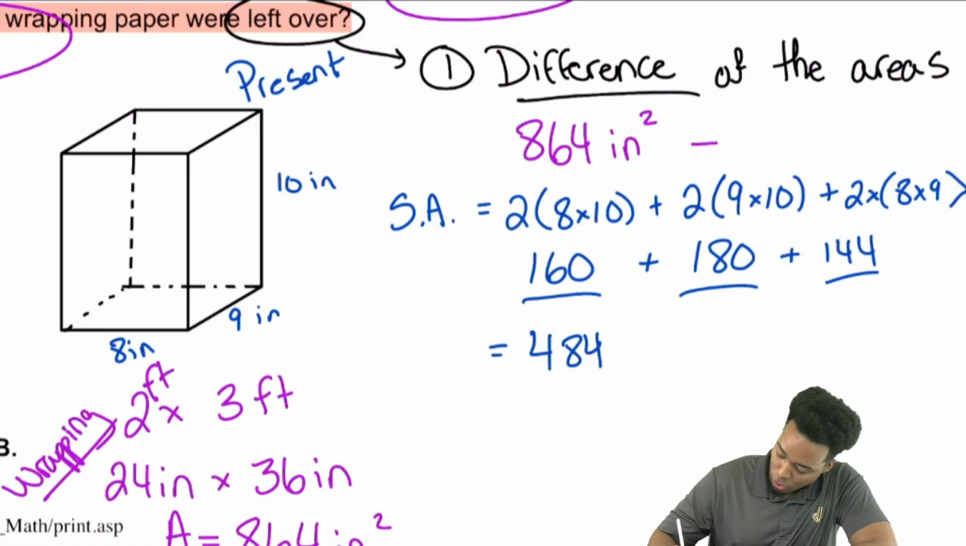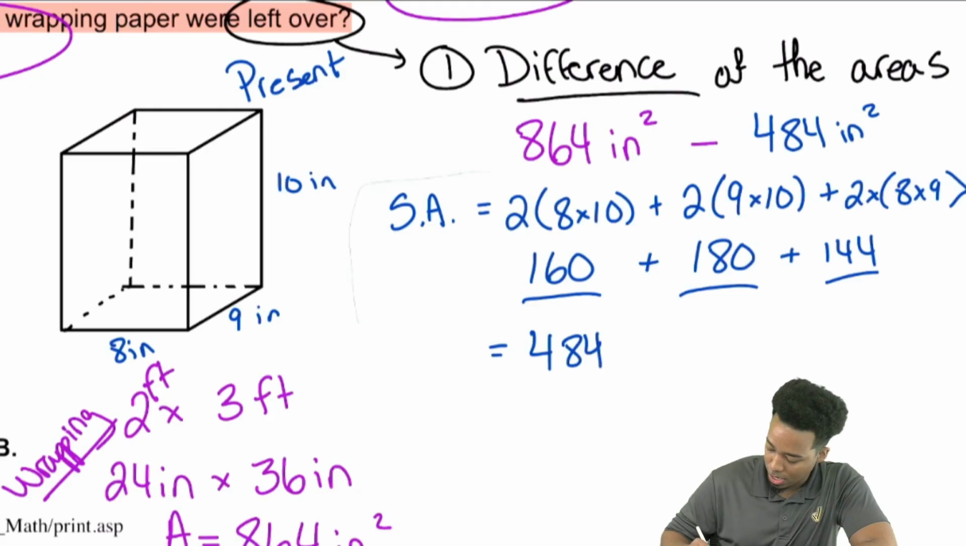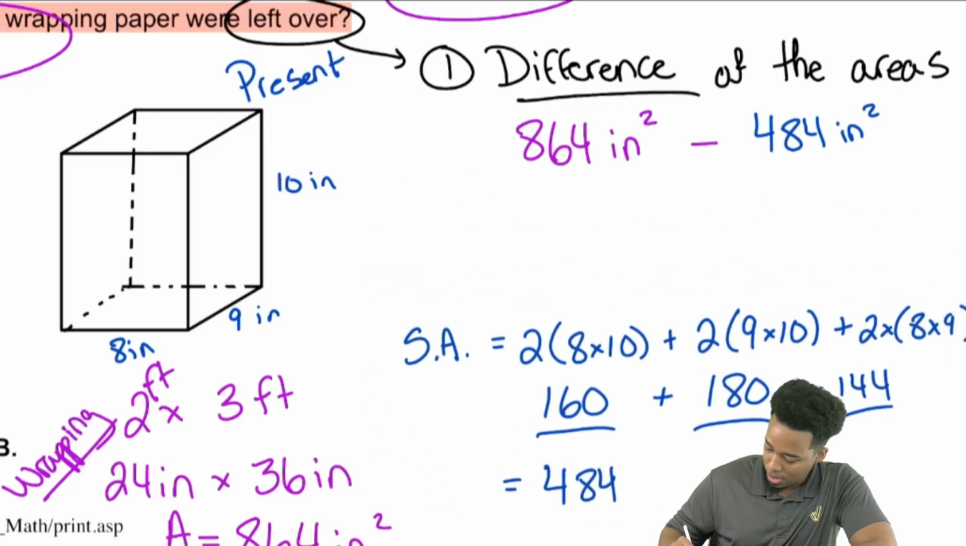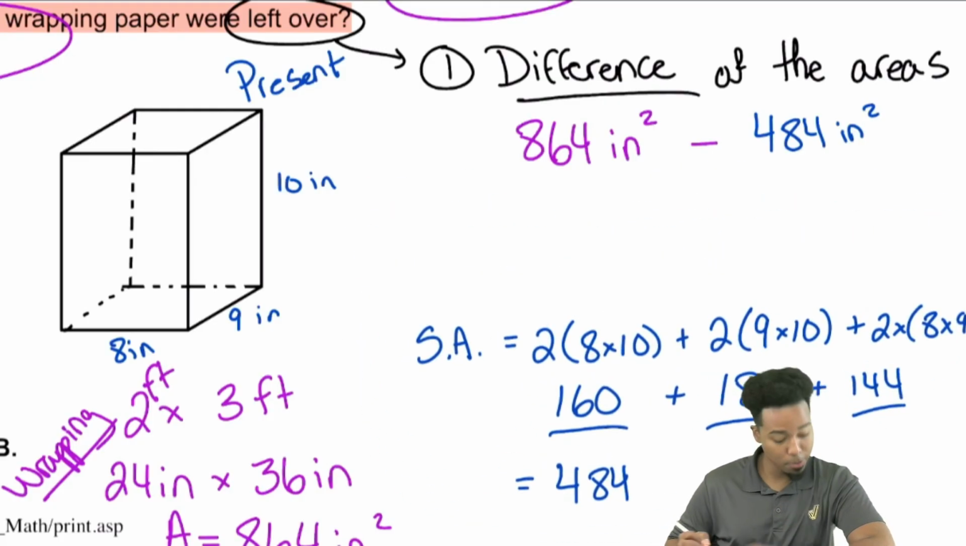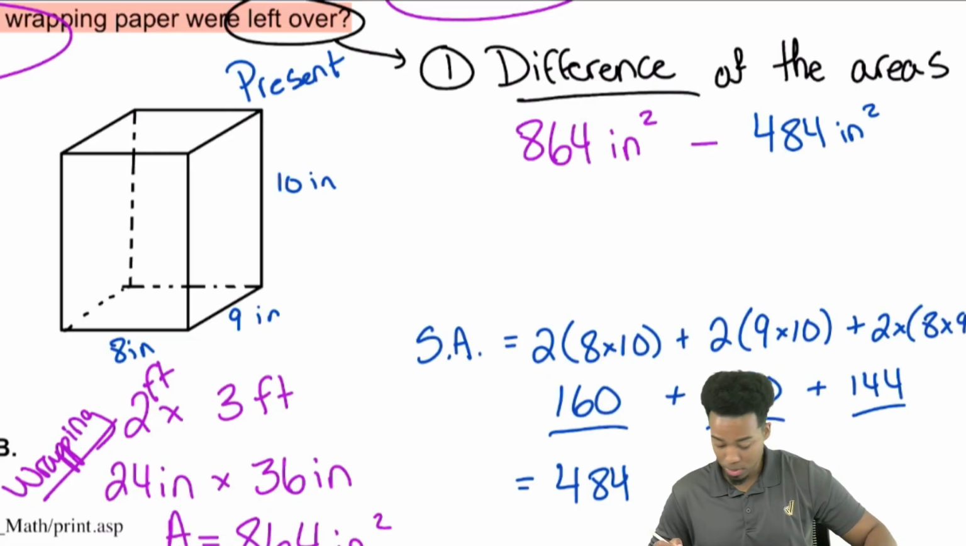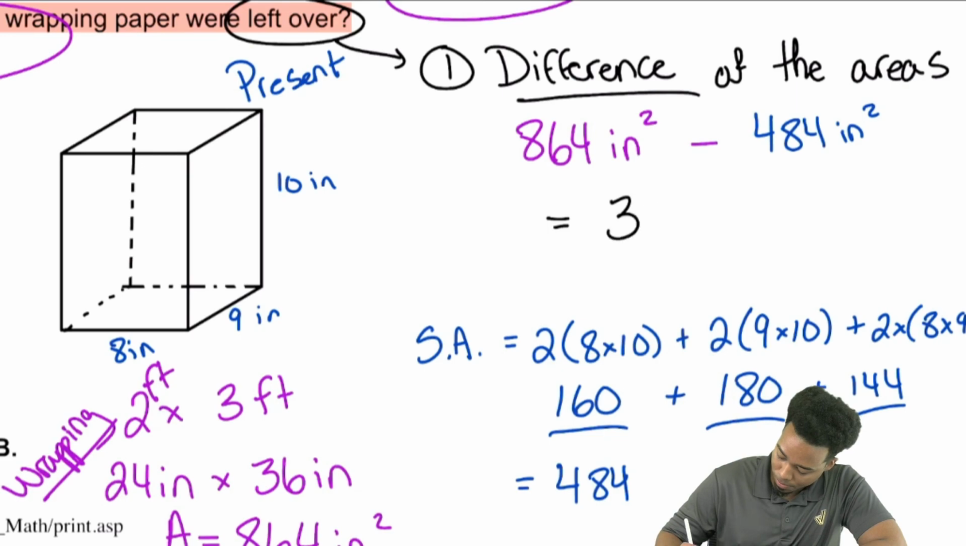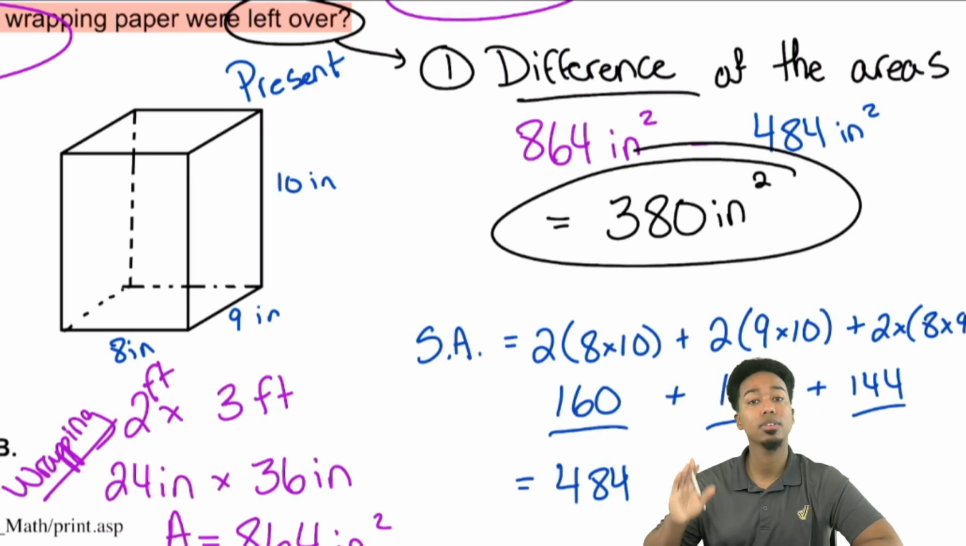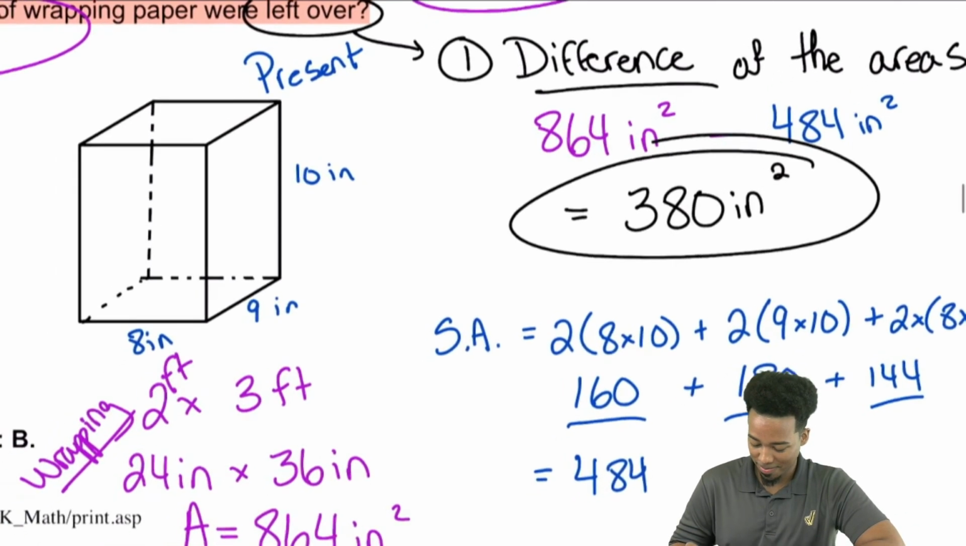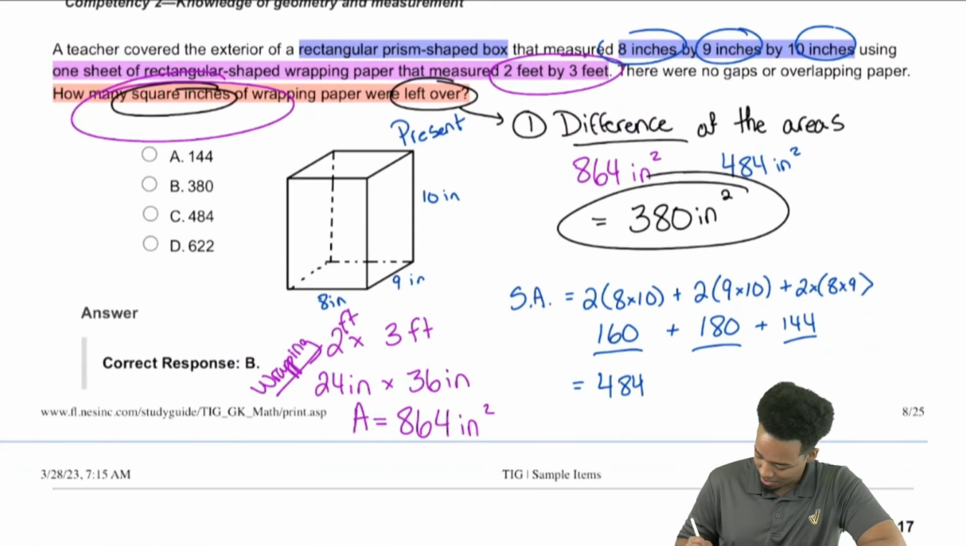484. And that's what I'm going to be subtracting. That's the surface area of my present box there. And when I do the math, we have 864. And we're going to go ahead and take away 484. And that's going to give me 320. So there are 380 square inches of wrapping paper left over. And there we have it. Booyah, and we're good. Answer here is B, just like that.